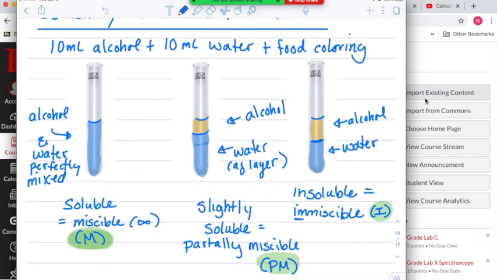And just like with the solid, if it is partially miscible, it will always be partially miscible. It will never completely dissolve. So any questions between the difference in miscible, partially miscible, and immiscible?